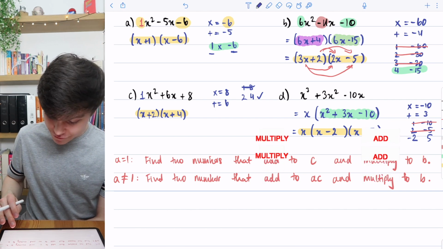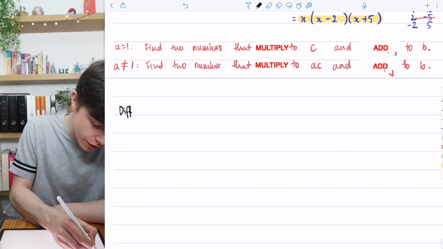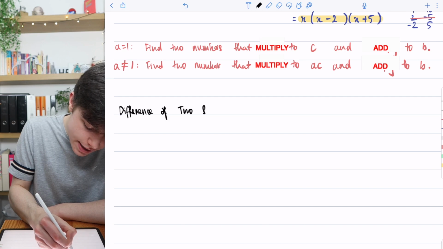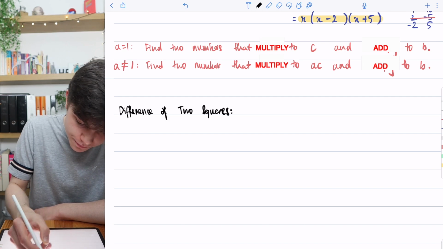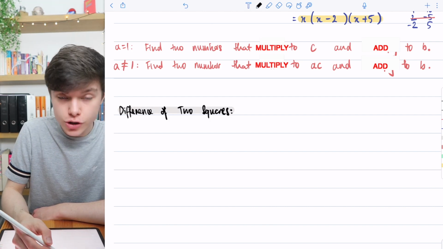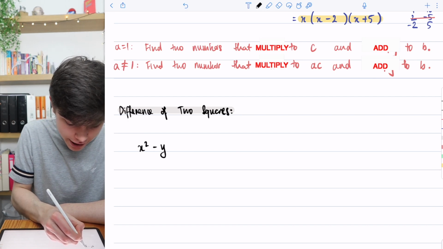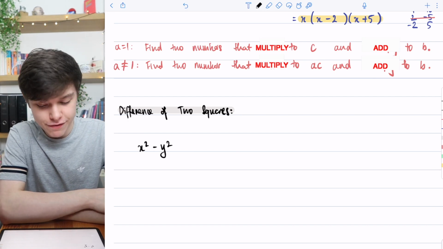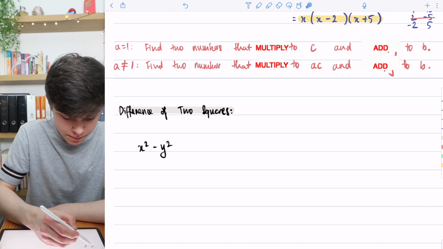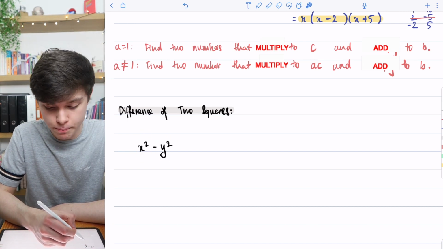Okay, let's have a quick look, and I don't have any examples here, so I'll have to write some down, at the difference of two squares. Now, the difference of two squares is kind of in the title, really. The difference of two squares means we are subtracting two square numbers. So, for example, x squared minus y squared. That is the difference because we are subtracting, and it is the difference of two squares because x squared is a square number and y squared is a square number.